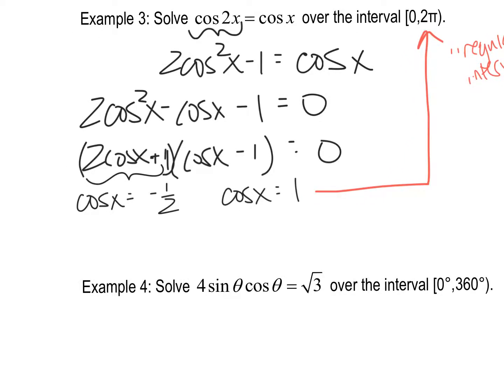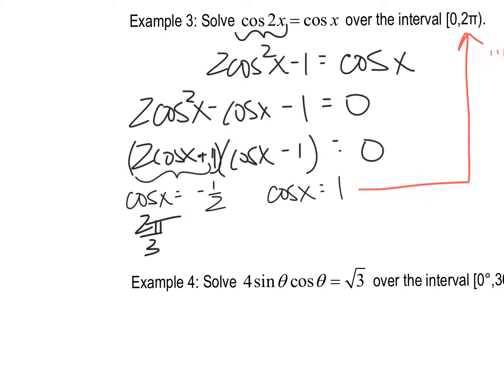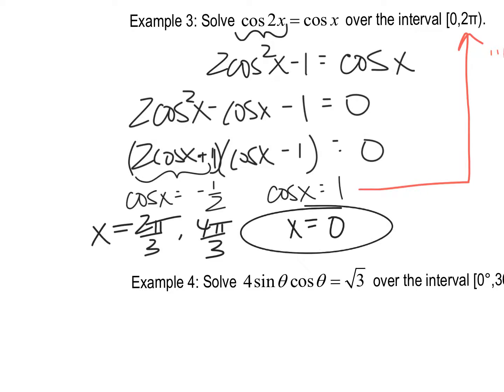Okay, so in this case, where is the cosine, that x value, equal to negative 1/2? Those answers are in quadrant 2 and quadrant 3. That's a 60-degree reference angle. So I'm doing what? 2 pi over 3. And also in quadrant 3, it would be 4 pi over 3. That is where the x value equals negative 1/2. And there is one place on the unit circle where the x value equals positive 1, and that is just 0 radians. So those are my three answers for this problem.